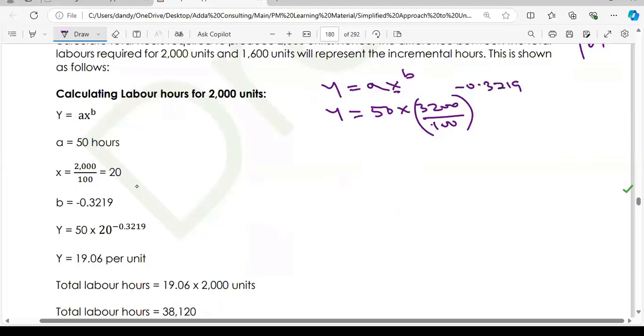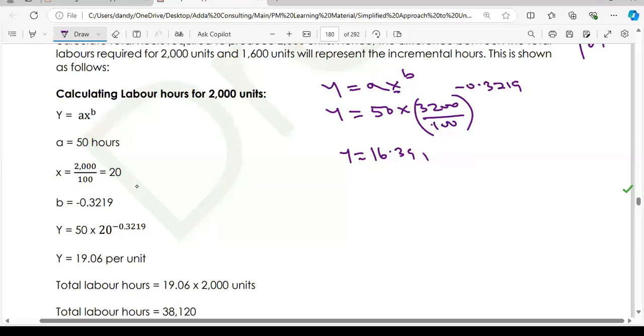So mathematically, just bring out your calculator. You will say 3,200 divided by 100, which is equal to 32. So 32 raised to power 0.3219 minus, equal to 0.3277, then multiply by 50, that's 16.39. So I need to multiply this 16.39 by 3,200. Let me do it.